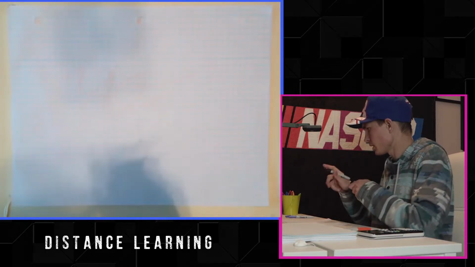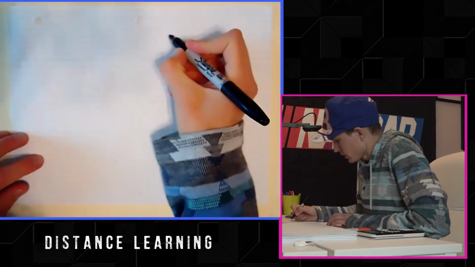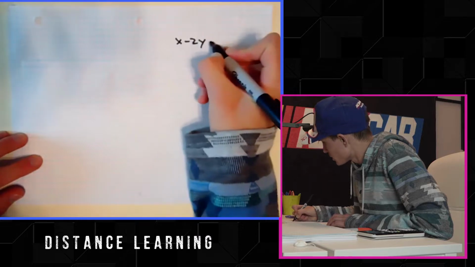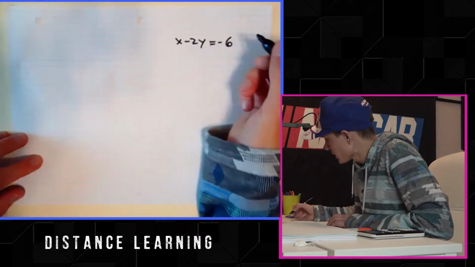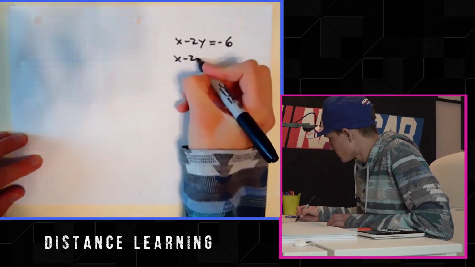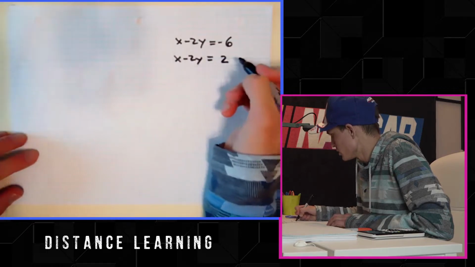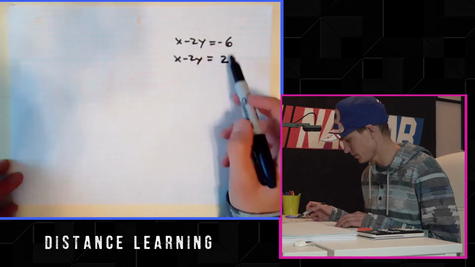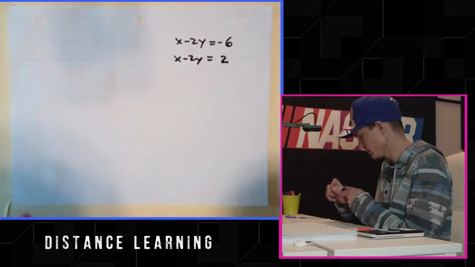So you'll see the book gives another example. x minus 2y is -6. x minus 2y is 2. Now this is a simple one. You can see, these look kind of the same. These look a little bit different.